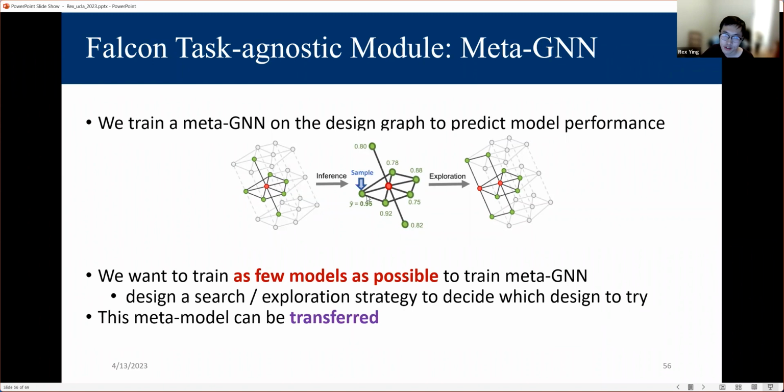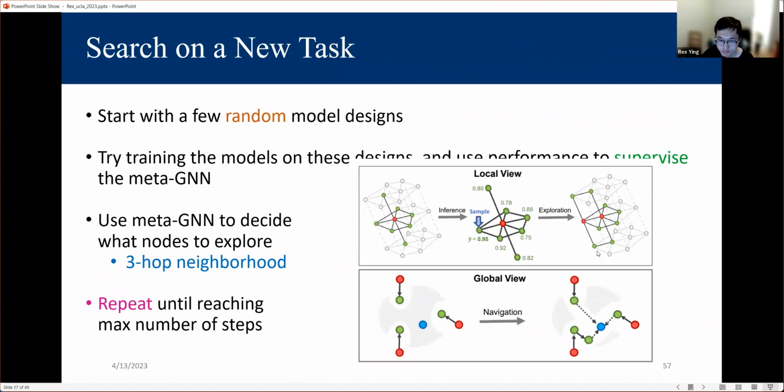After we go there, we retrain the model, because now we have performance data for this new architecture. So we can update our meta model to incorporate this new data. Then we make the prediction from the meta model again to search for the best, and then we update the meta model again, and so on, right? So it's an iterative approach.